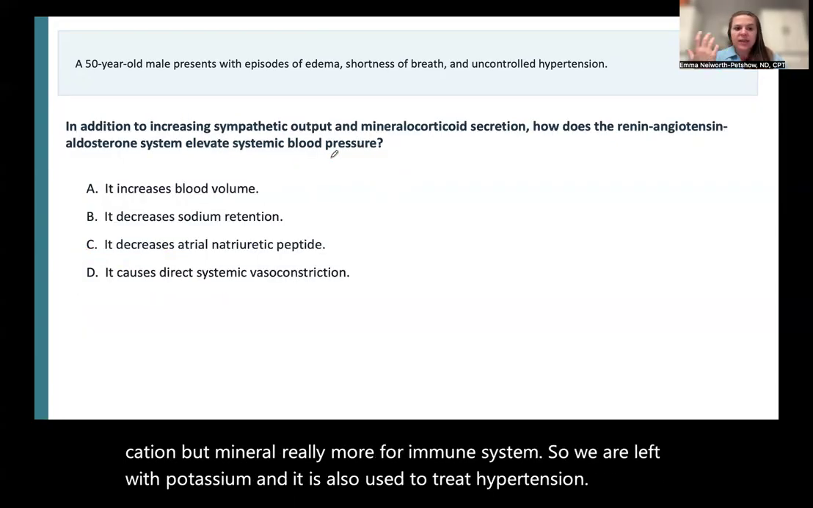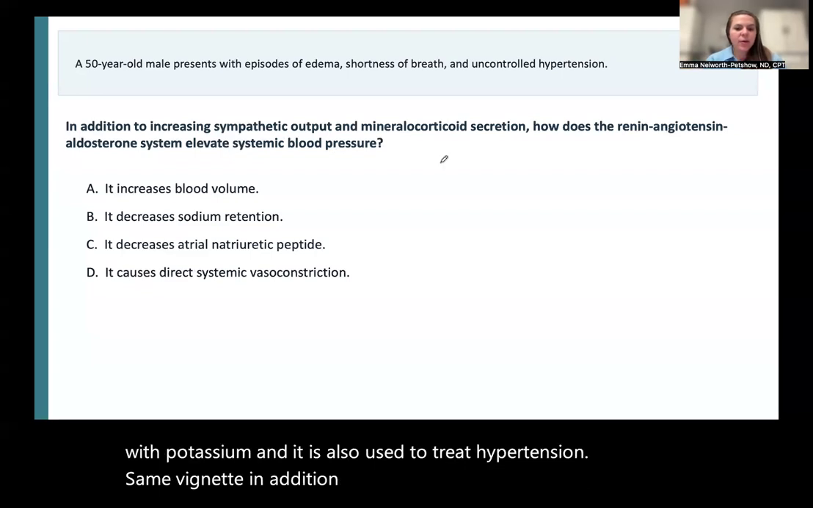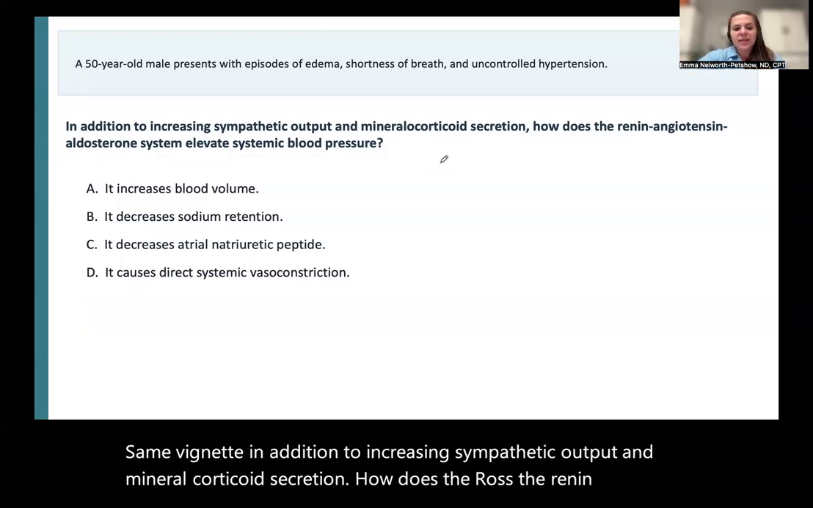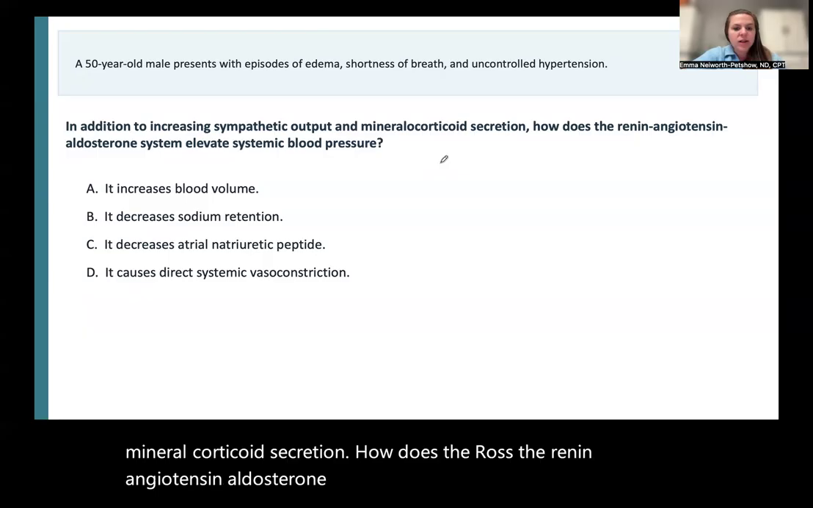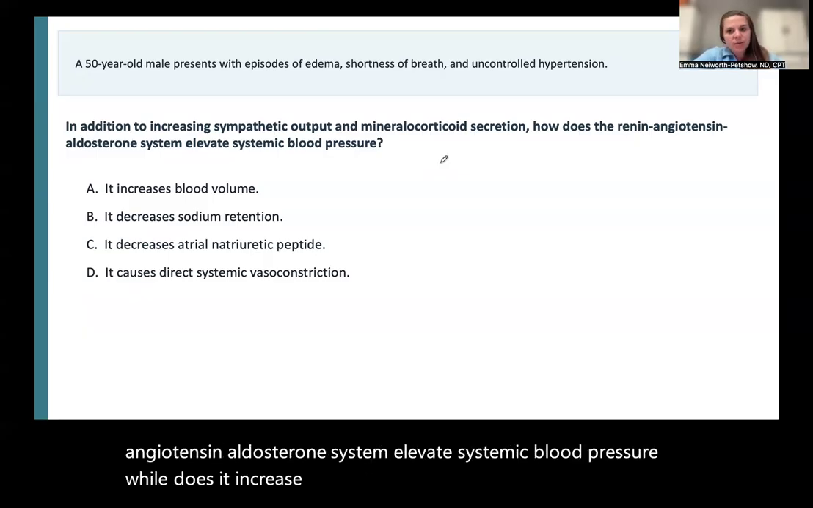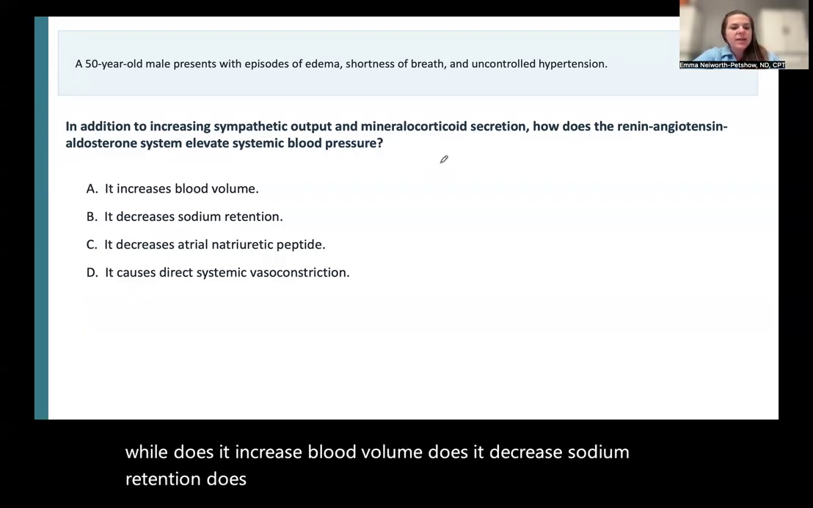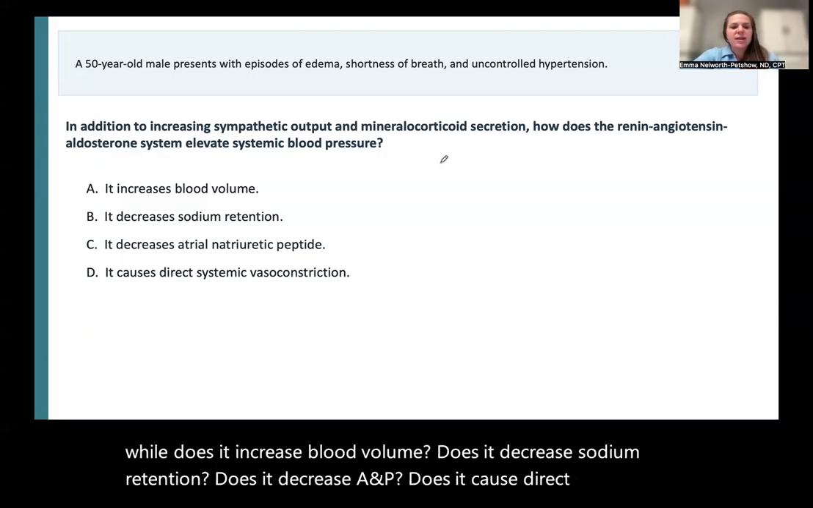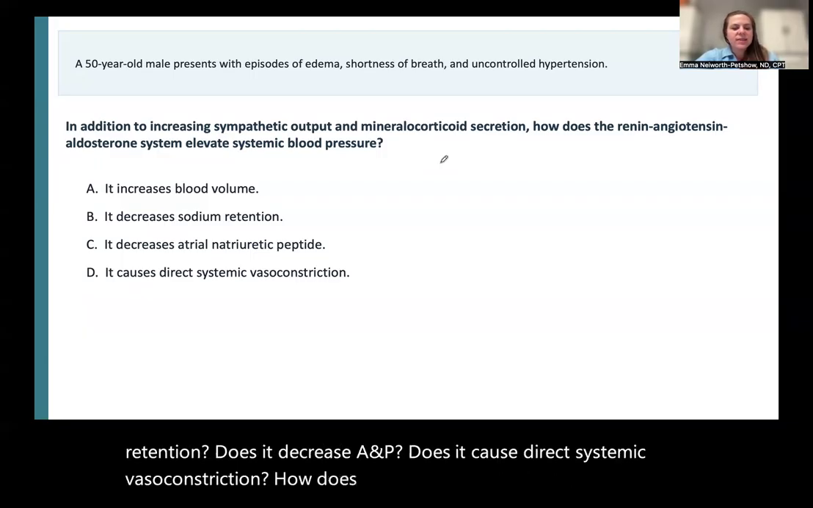Same vignette. In addition to increasing sympathetic output and mineralocorticoid secretion, how does the RAAS, the renin-angiotensin-aldosterone system, elevate systemic blood pressure? Does it increase blood volume? Does it decrease sodium retention? Does it decrease ANP? Does it cause direct systemic vasoconstriction? How does the RAAS elevate systemic blood pressure?